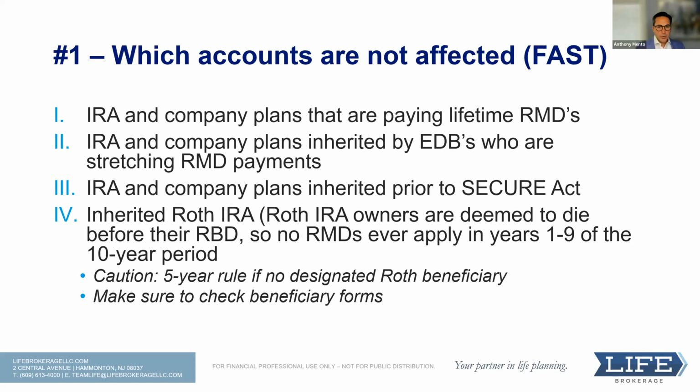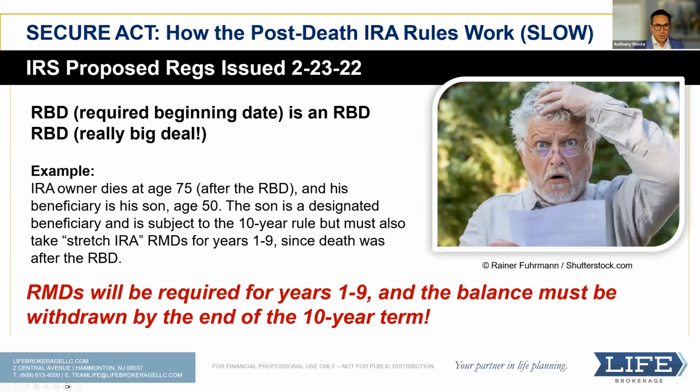Just a key point here: check your beneficiary forms. Even if you have a Roth IRA, if there's no designated beneficiary, there's a 5-year rule that comes into play here. So get your work done. I would echo that totally. I think for financial professionals looking at those beneficiary forms, it's really important to make sure that they're filled out the right way. So Anthony, I totally agree with you on that.